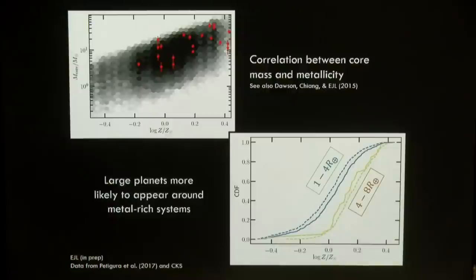We also expect large planets to be more likely to appear around metal-rich systems. So if we look at the cumulative distribution function of the stellar metallicity divided between those small planets versus large planets, where the solid line is the data, we do see this relative shift of these large planets towards higher metallicity stars, as again would be expected from the model as given by the dashed lines.